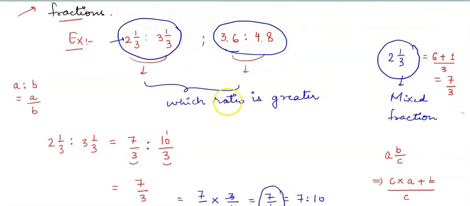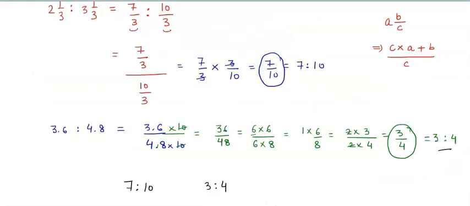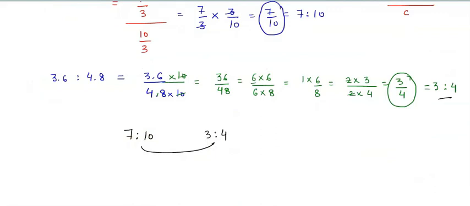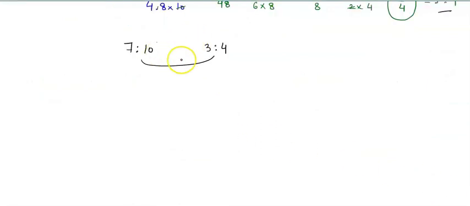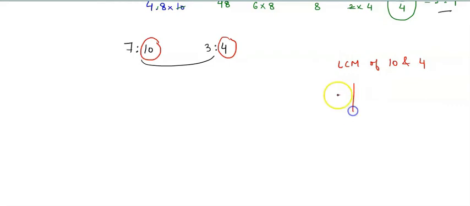And what we have to do is find which ratio is greater, right? So we have to compare both ratios. Now to compare both the ratios, we just have to keep in mind that the denominator should be equal. So how can we get the same denominator? Let's take an LCM of 10 and 4.